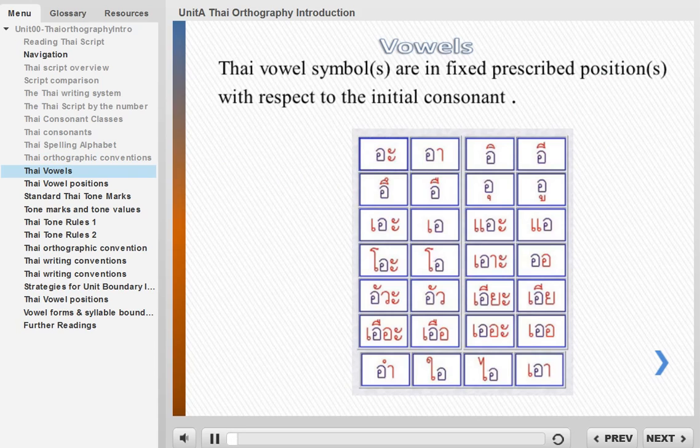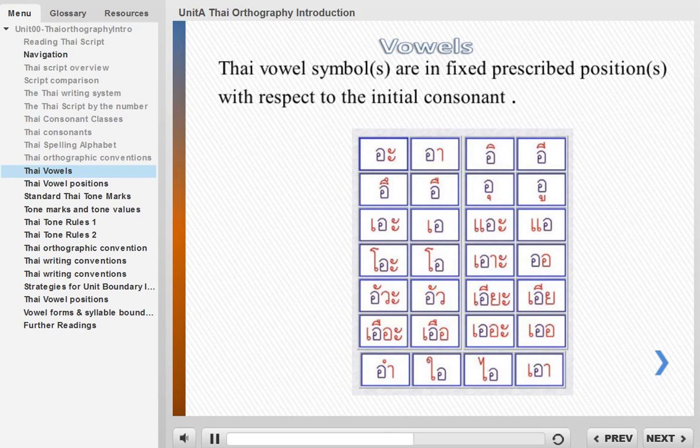The vowels. The Thai vowel forms do not all follow initial consonants. Each vowel has its own prescribed fixed position in relation to the initial consonant. Some are placed before the initial consonants, some after the consonants, some above the consonants, and some underneath the consonants. The vowels that are complex form, or composed of more than one part, can be placed around the consonants.